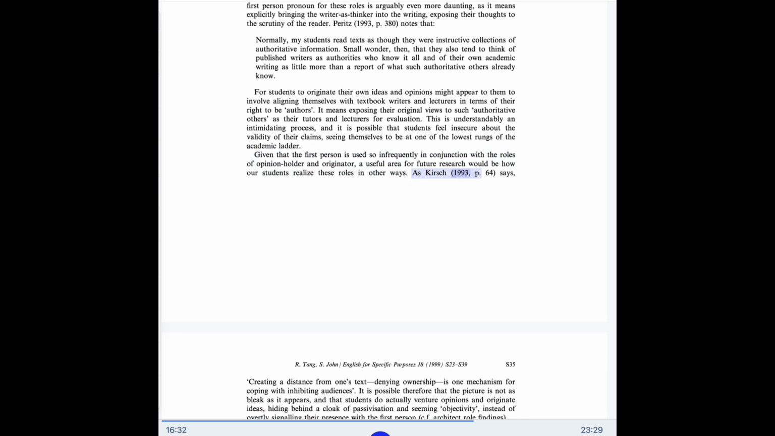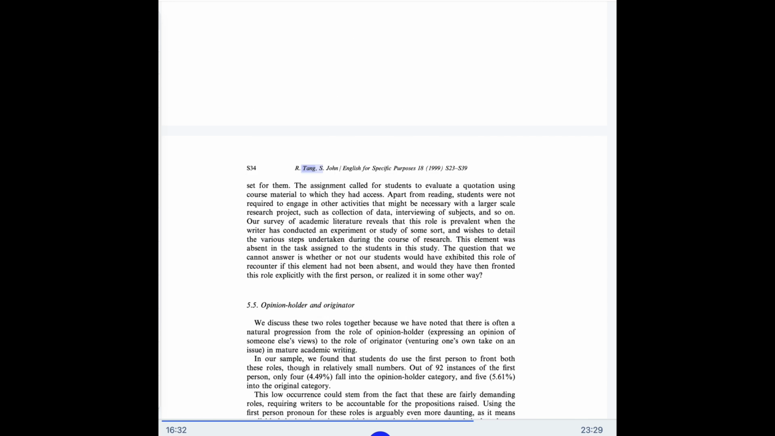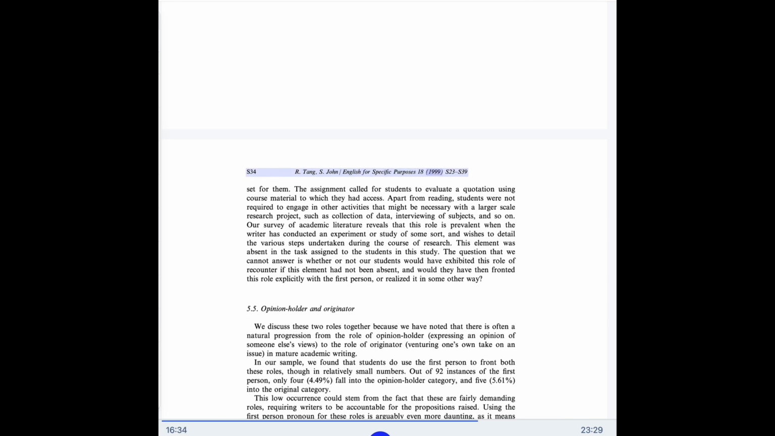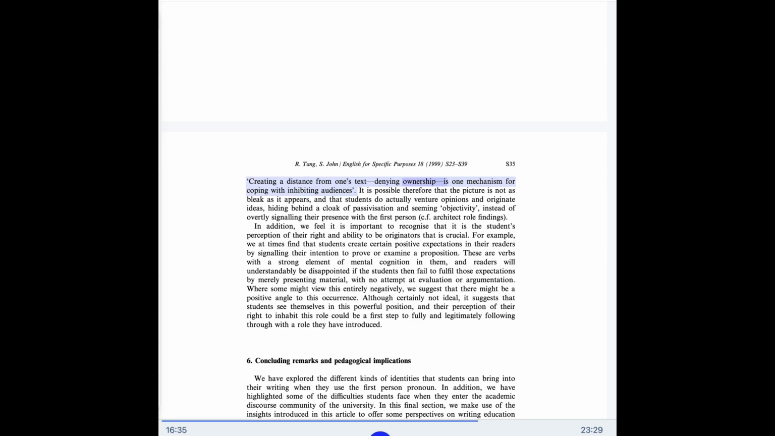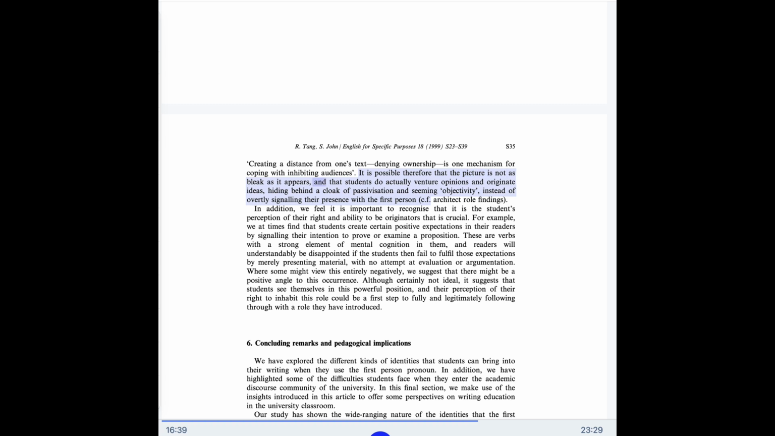As Kirsch (1993, p. 64) says, creating a distance from one's text, denying ownership, is one mechanism for coping with inhibiting audiences. It is possible, therefore, that the picture is not as bleak as it appears, and that students do actually venture opinions and originate ideas, hiding behind a cloak of passivization and seeming objectivity instead of overtly signaling their presence with the first person.